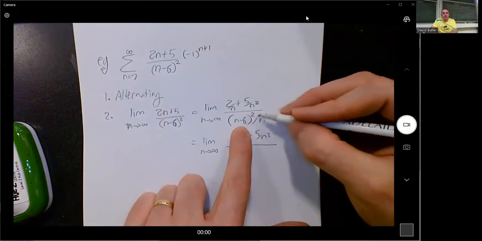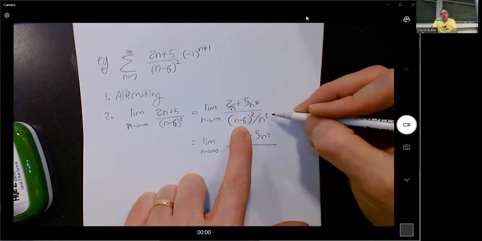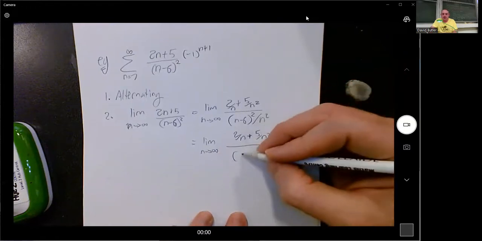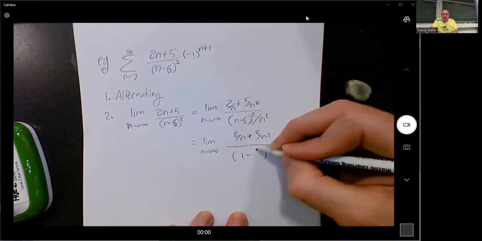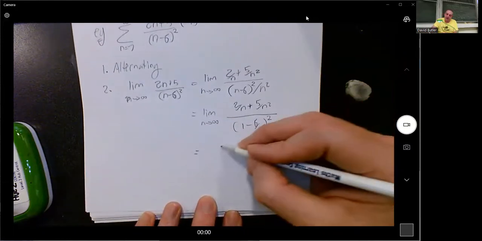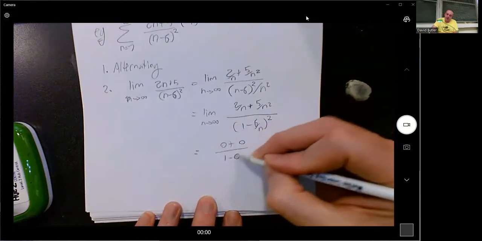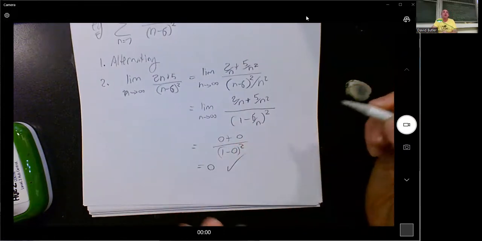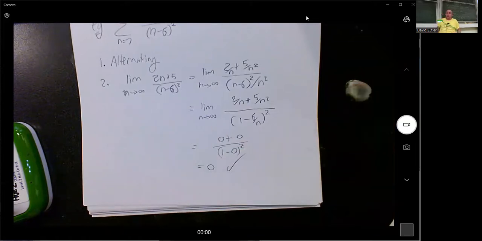They've both got a squared, so I can bring that squared out. And that means I'll be doing (n minus 6) divided by n, which is 1 minus 6 on n. And so when n goes to infinity, I get (0 plus 0) over (1 minus 0) squared, which is 0 divided by 1, which is 0. So good, that's supposed to be 0. If it wasn't 0, it wouldn't converge.